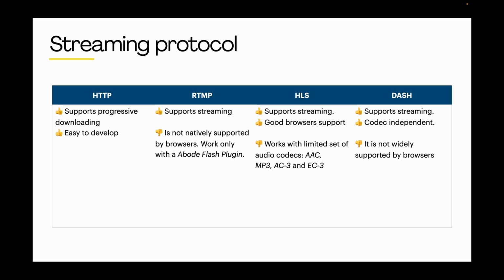Dynamic Adaptive Streaming over HTTP, or DASH, also known as MPEG-DASH, is an adaptive bitrate streaming technique that enables high-quality streaming of media content over the internet delivered from HTTP web servers. Similar to Apple's HLS solution, MPEG-DASH works by breaking the content into a sequence of small segments which are served over HTTP. HTTP supports only progressive downloading, not streaming, but it's straightforward to implement. RTMP supports streaming, but it requires additional extensions to be installed.